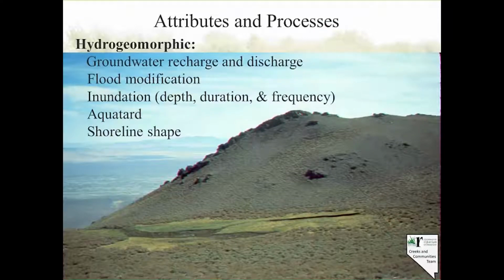What's the flood modification of the site? That can be on either side of the coin. How does that site modify flood flows by holding water back? Or if the site is created by a human structure, that flood modification we've created may then produce a lentic site. The inundation: how often is water there on top of the surface? How long is it there? Is it once a year? Is it every time it rains? Is it once every couple of years?